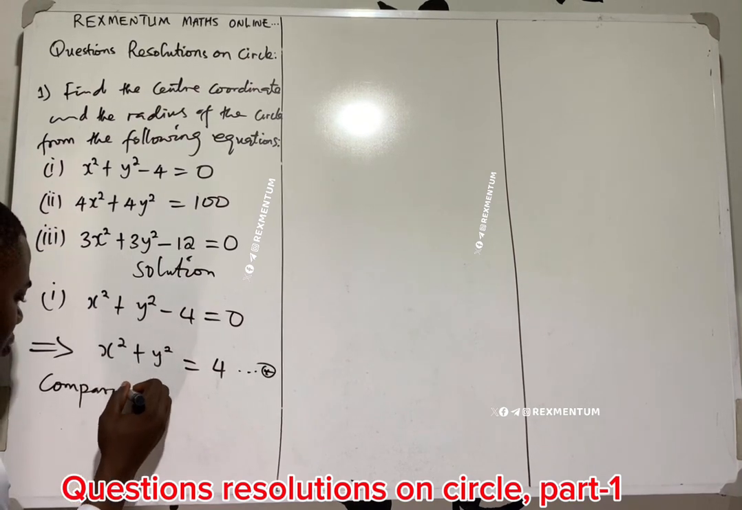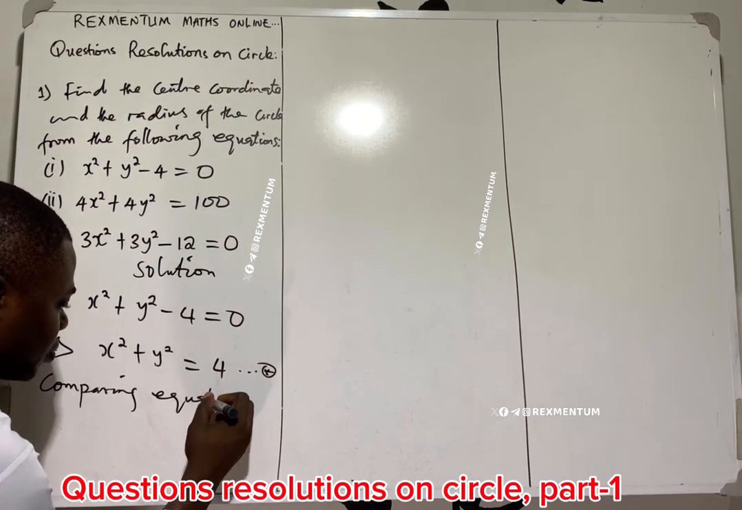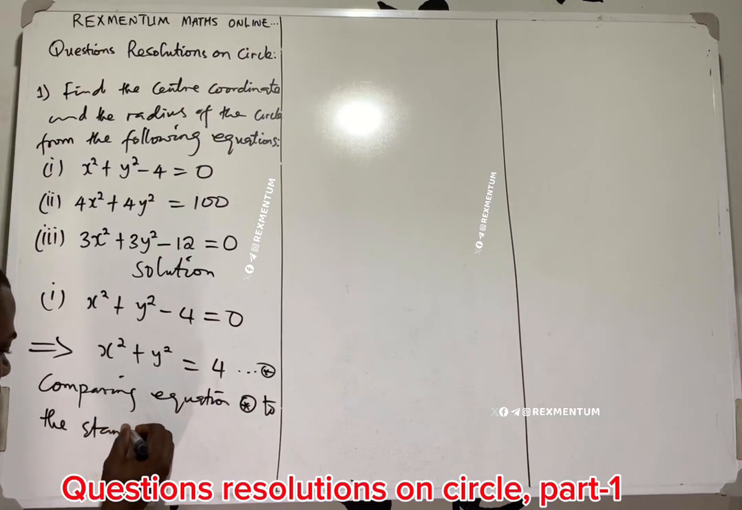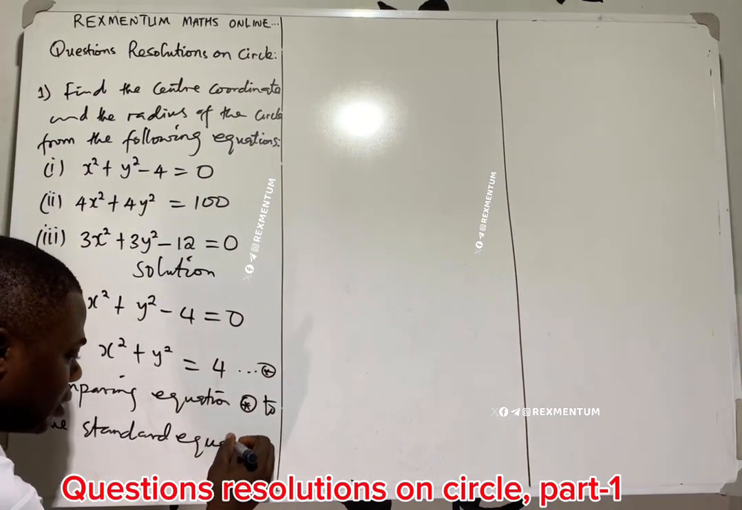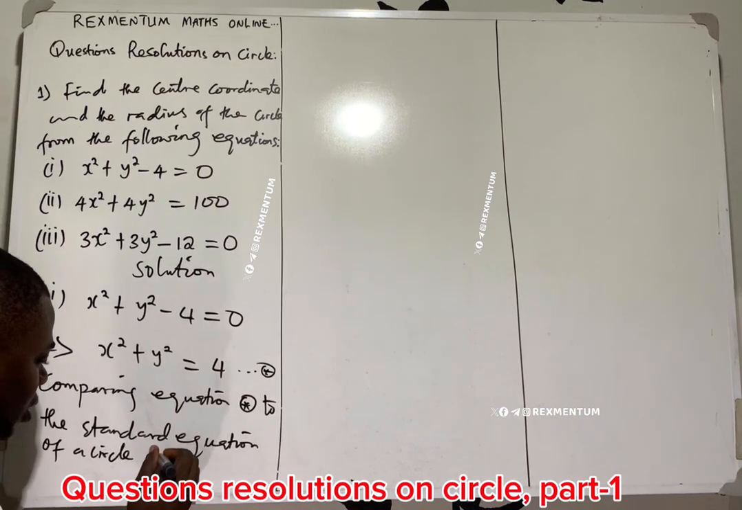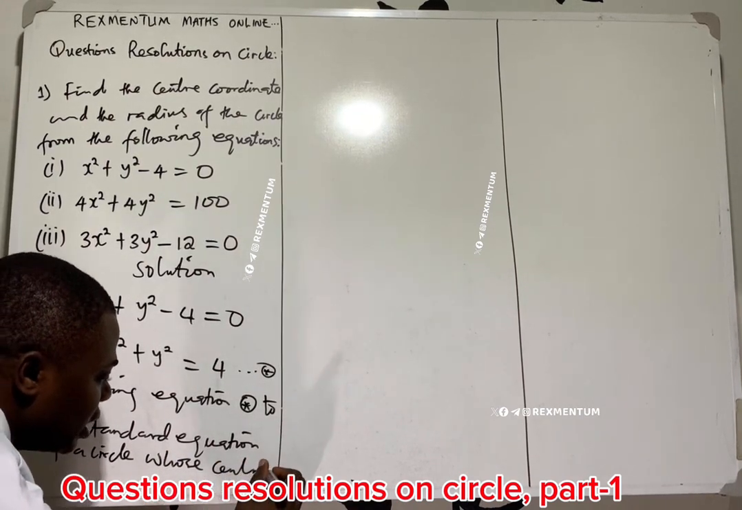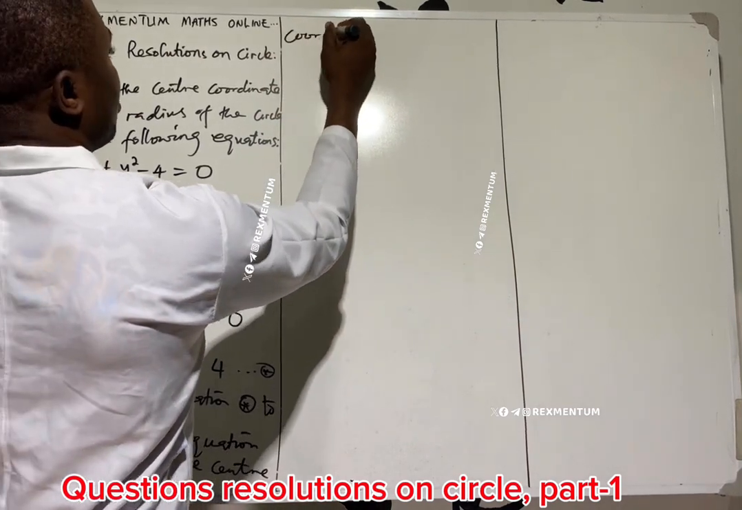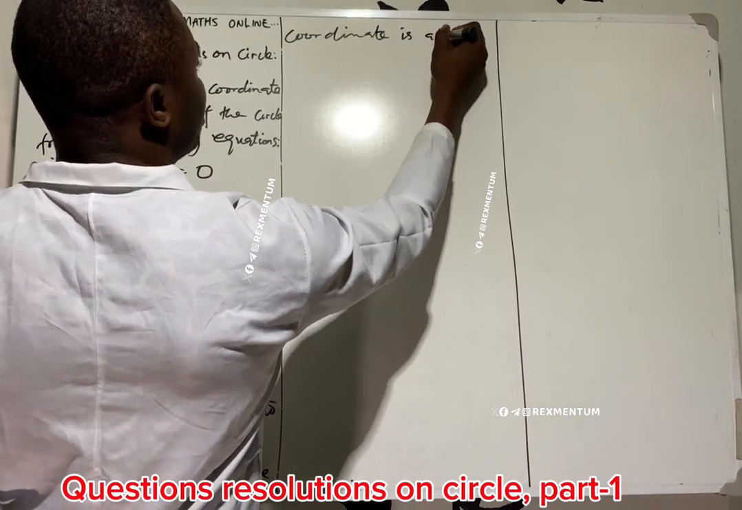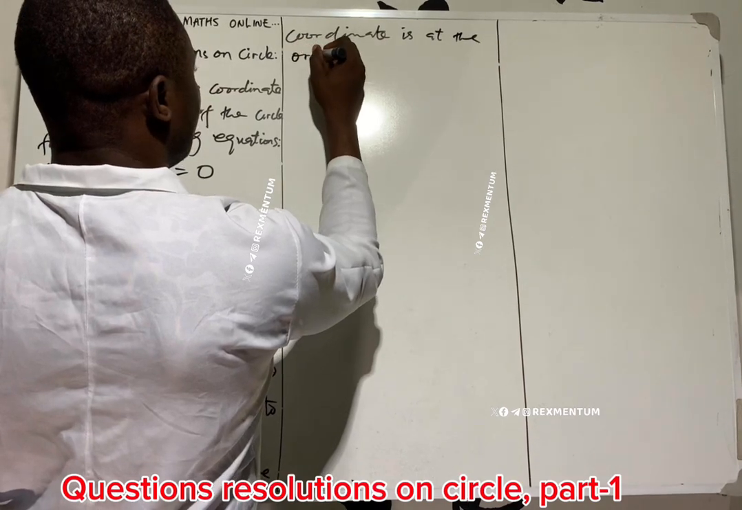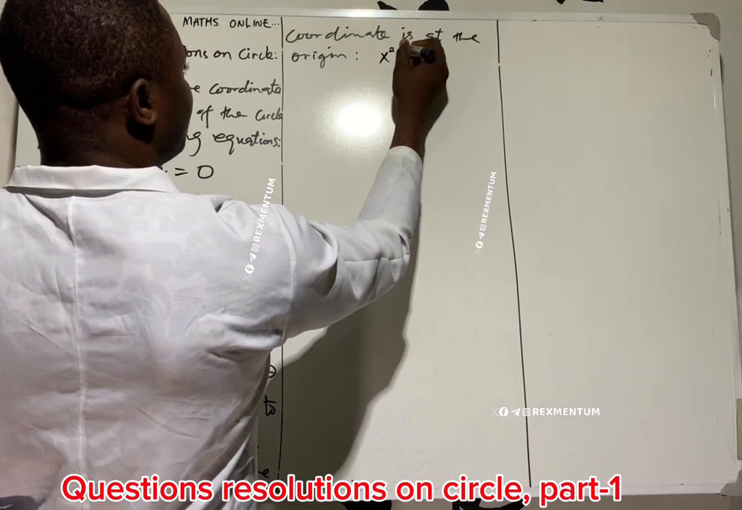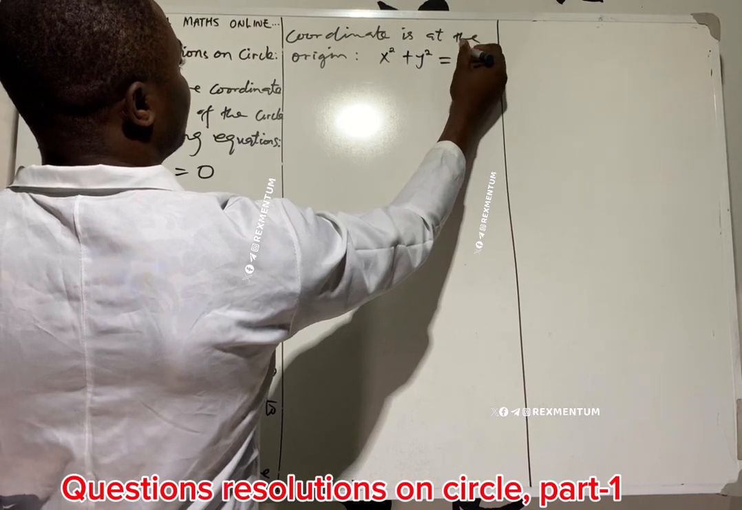Comparing equation asterisk to the standard equation of a circle whose center coordinate is at the origin, and that equation says x squared plus y squared equal to r squared.